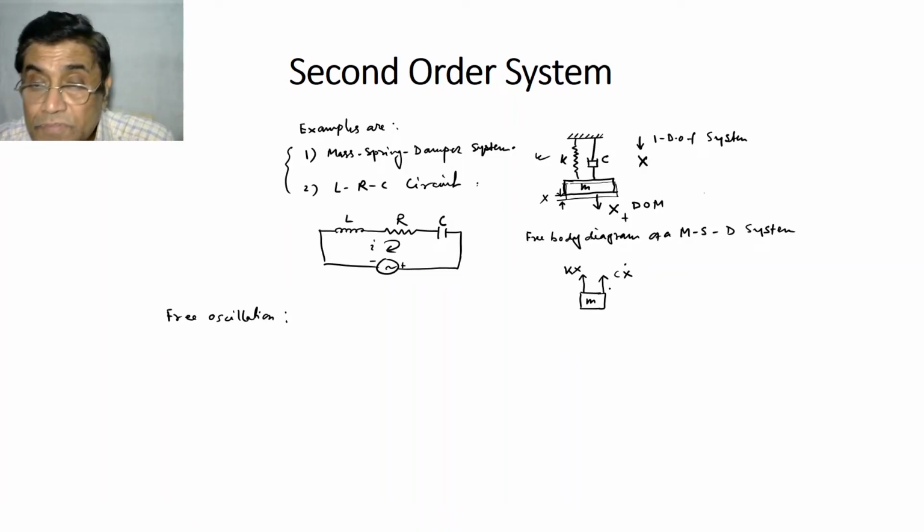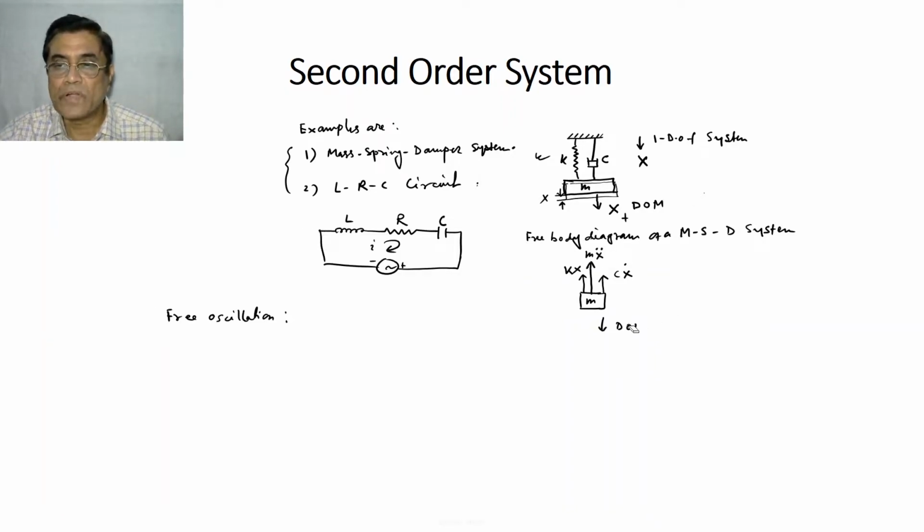Is there any other force? Yes, the one remaining force is the inertial force, which is mass times acceleration. This is my direction of motion. Opposite to the direction of motion, I need to apply the inertial force, which is mass times acceleration. And under these three forces, the body can be considered to be in static equilibrium.